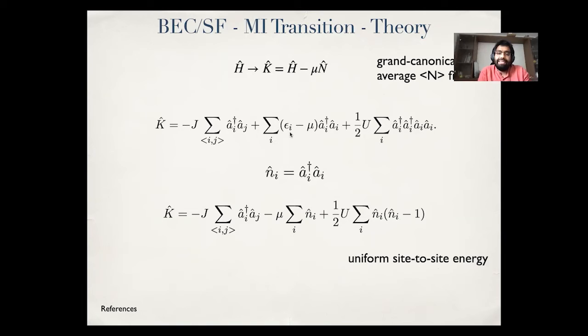If I don't apply any external trapping potential on top of this optical lattice, this epsilon_i is the same, and you can just remove it. It's a constant addition. Of course, this is not exactly the case in experiments, but it is good enough for our analysis. So this is our Hamiltonian, or I'm just going to call this the Hamiltonian. This is called the grand canonical potential or grand canonical Hamiltonian. Now we can analyze what happens to the ground state of this system as we tune U over J.